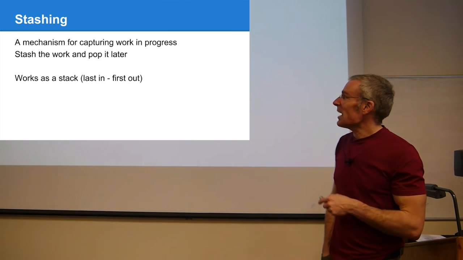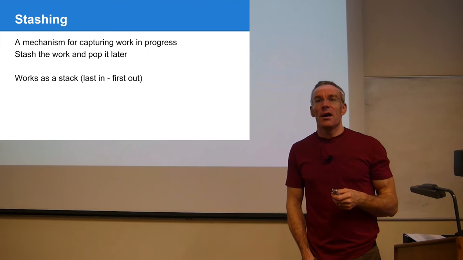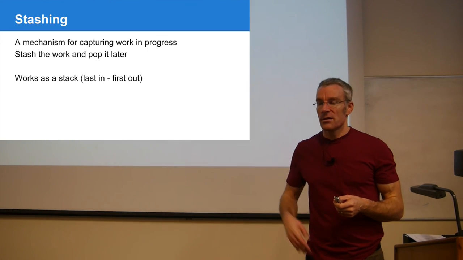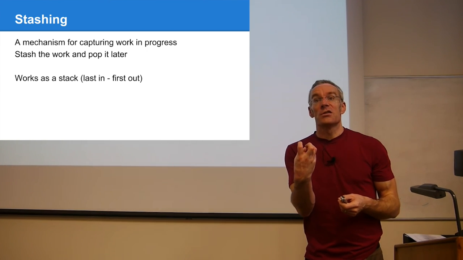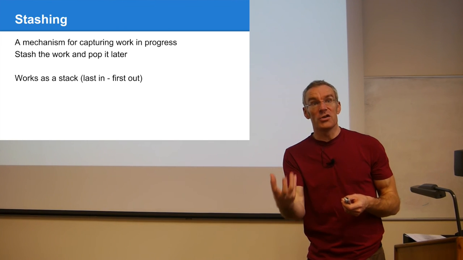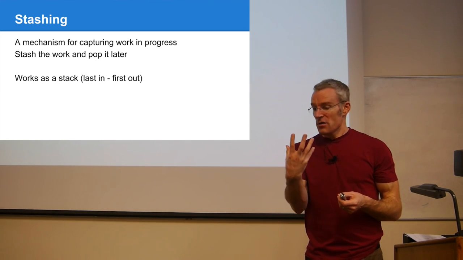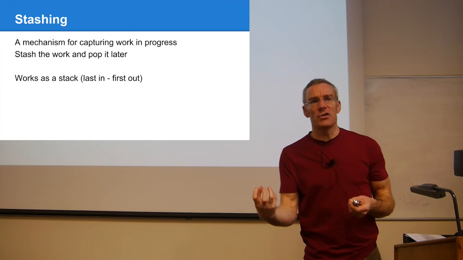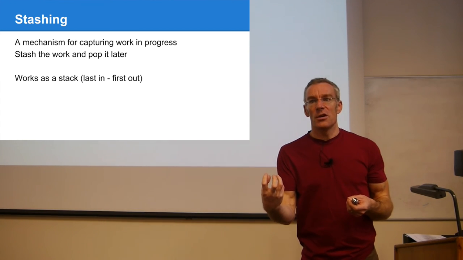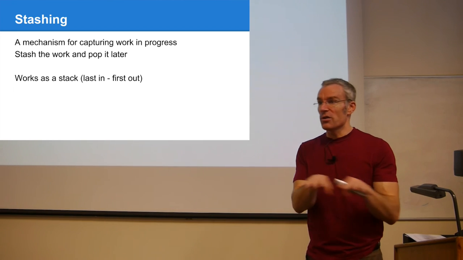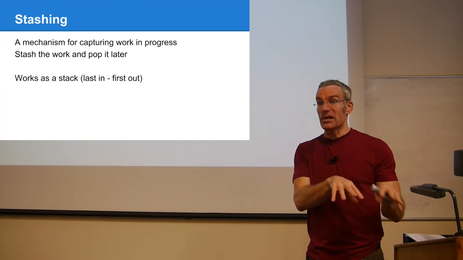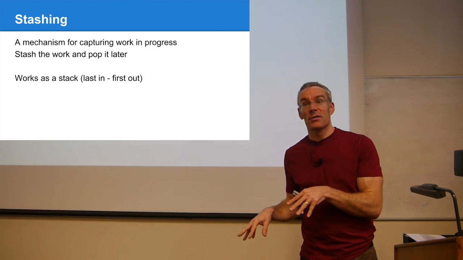Now, it captures work in progress. When you make changes and you commit the changes to your local repository, what happens if you've made some changes but you're not ready to commit those changes? So let's imagine you're working on a branch and you need to very quickly fix a bug in a different branch. That's a classic example.